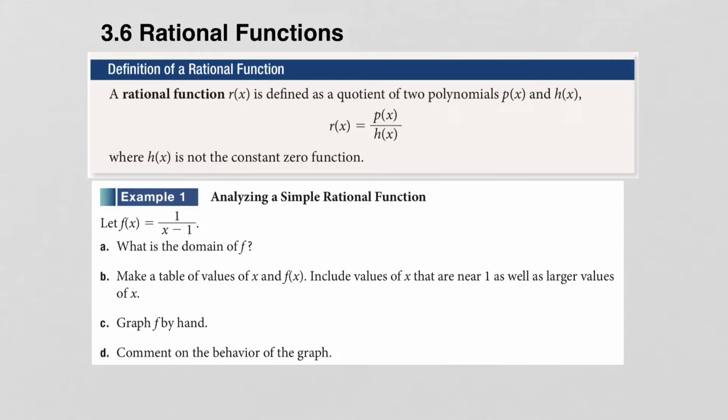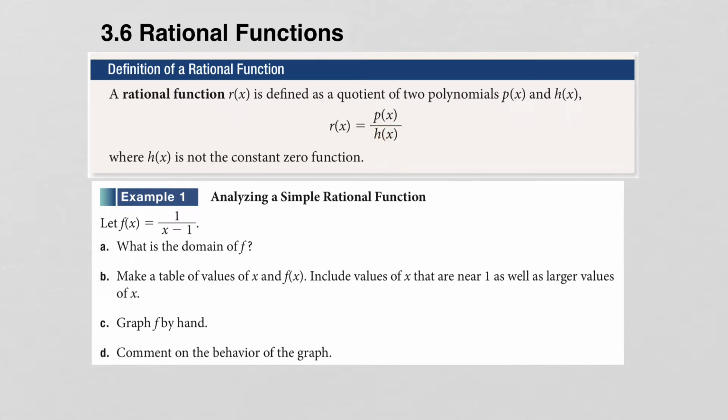In section 3.6, we look at rational functions. The definition of a rational function is that it is a function that is the quotient of two polynomials. So here we have r of x is equal to p of x, which is a polynomial, divided by h of x, which is a polynomial. And the stipulation is that h of x cannot be a constant polynomial, meaning that the denominator has to have a variable.